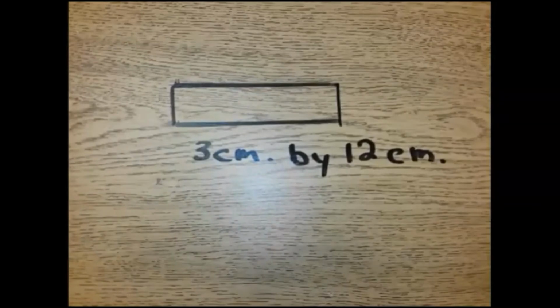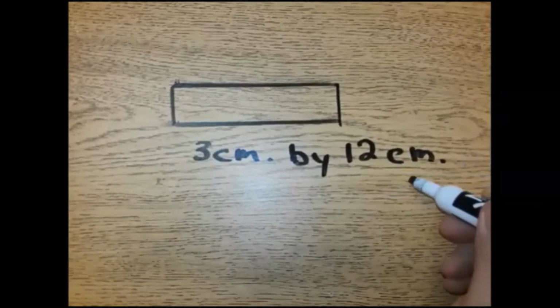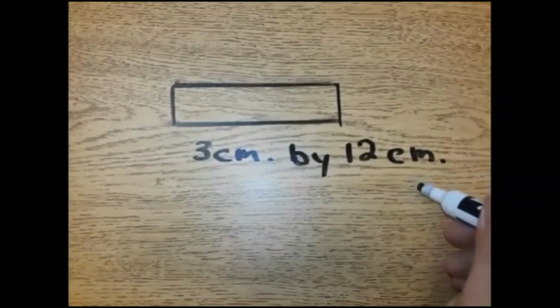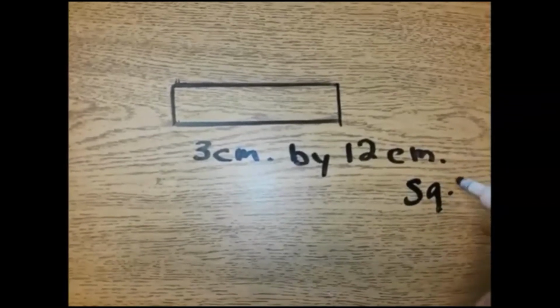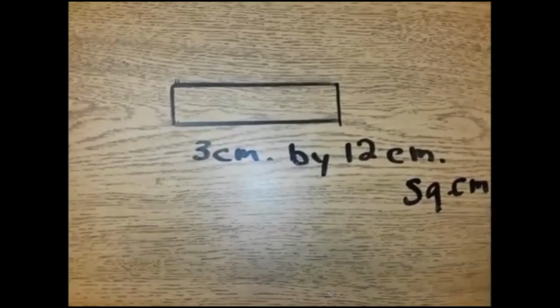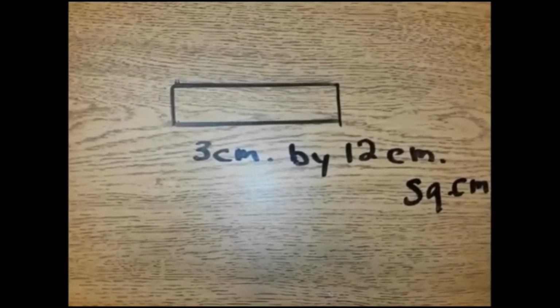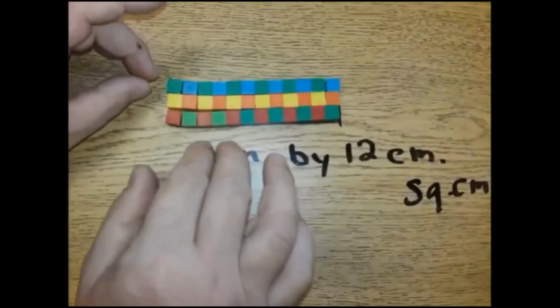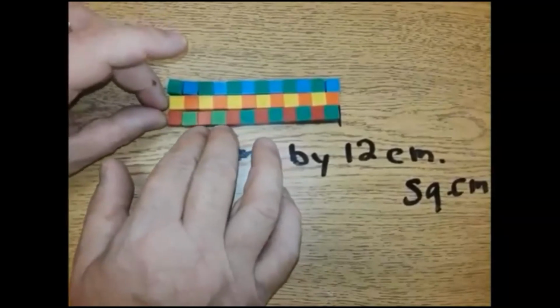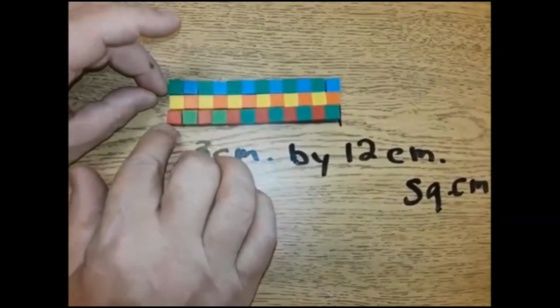And when we do area, it's going to be a square. It's always going to be a square. And on this one, it's going to be square centimeters. So I got some tiles right here, or some centimeter cubes, actually. And we're going to cover the shape with centimeter cubes. And you can see I have completely covered it there. And none of my cubes overlap.